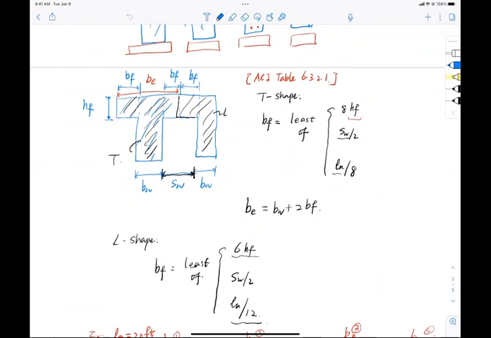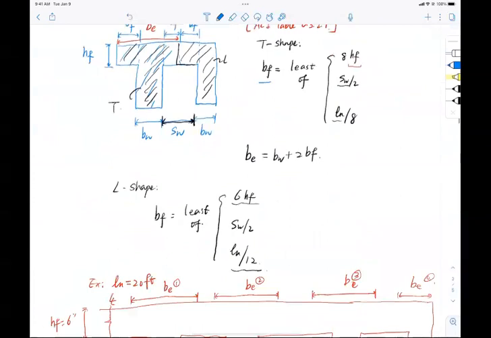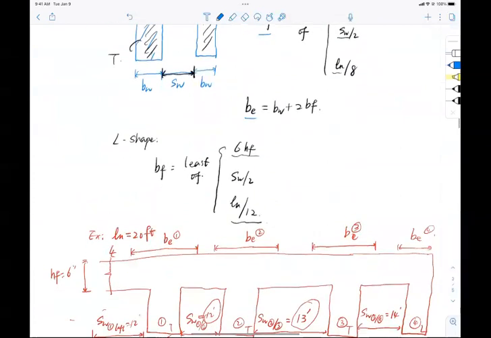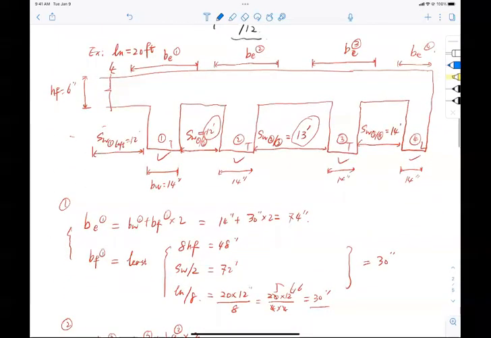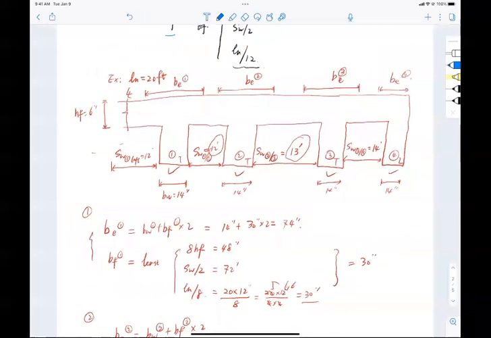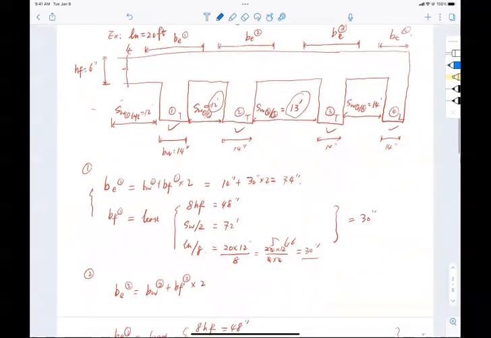To find that out, all we need to do is go to the code and find these equations, right? So BF equal to the least of the 3, and BE equal to this bunch. And for the L-shaped BF, it's a little bit different, right? A little bit shorter. So that's how we determine BF based on the code. And here's an example that I put as a quiz, asking you to find the B effective for all the different scenarios. As you can see, you have different sections, right?